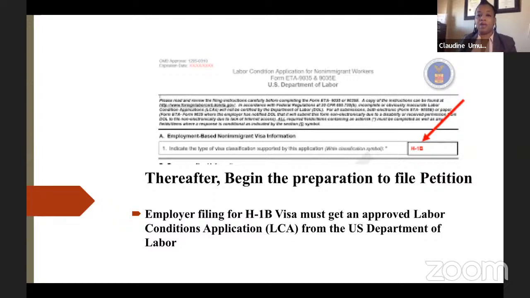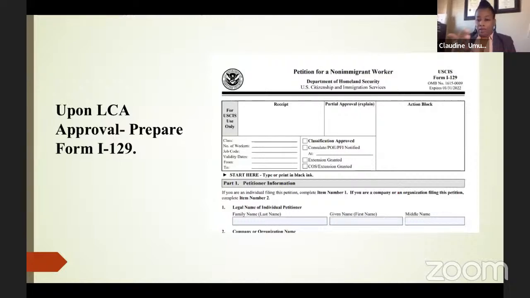So what's next after the labor condition application has been certified? That's when you start the petition. So we say H-1B petition. All petitions are filed on forms. So the form you use to file for the H-1B is Form I-129. It is found on uscis.gov.